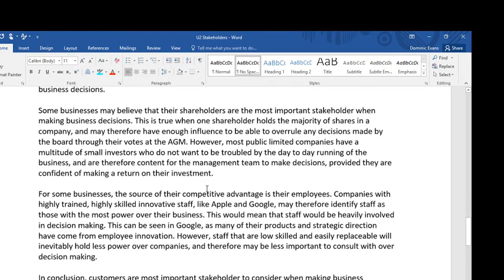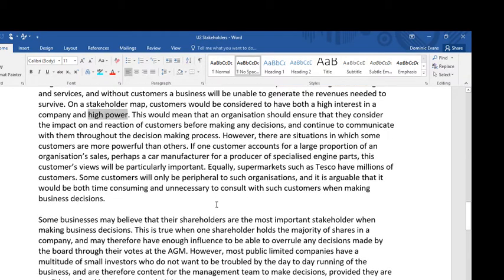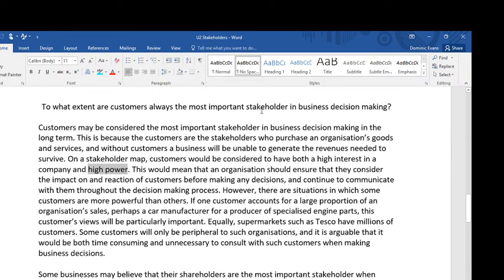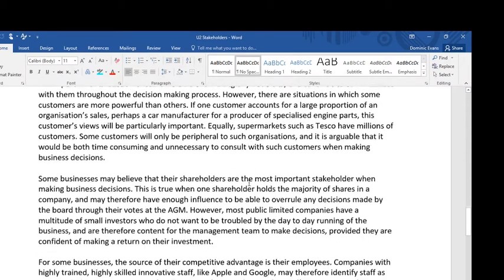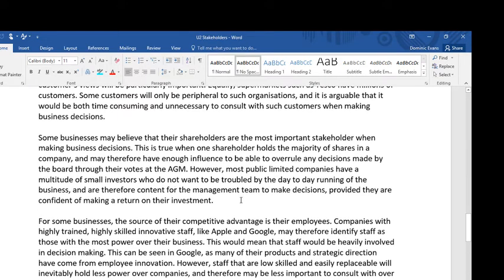Okay, so now I need to consider some other points. I need to consider some other stakeholders, and in a question that's about stakeholders, I would try and talk about a minimum of 2 stakeholders, if not 3 analytical paragraphs on stakeholders.